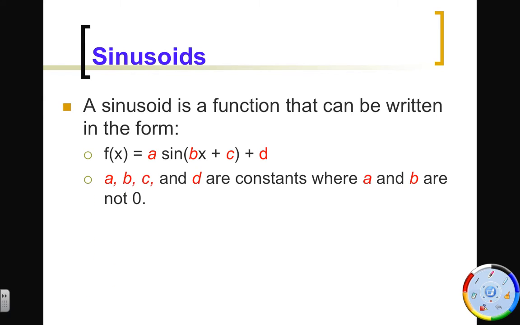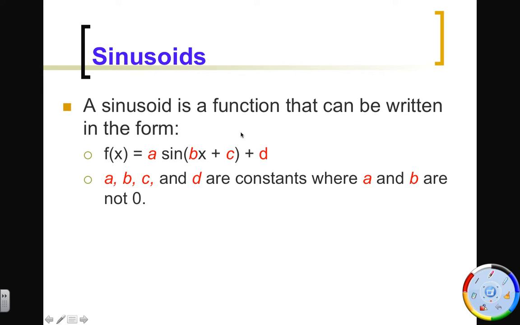to the graph. A, B, C, and D are all constants, and A and B cannot be zero. If A was zero, everything here is gone, it just becomes zero, and you get the function D, which is just a horizontal line. We can't have B equal to zero because then we just have the sine of a number, which is just a number, and again, we have a constant function.